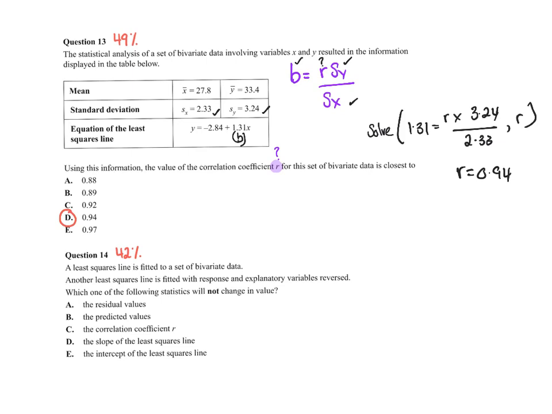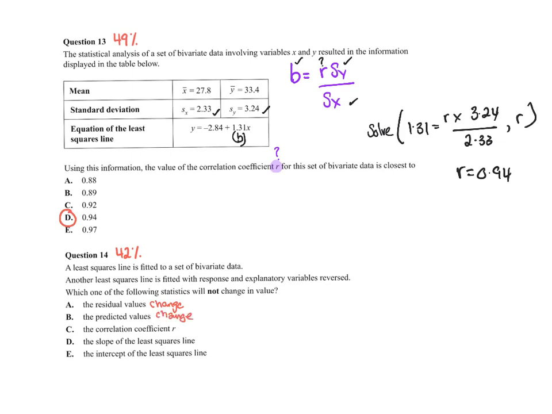The next question, the least squares regression line was fitted to a set of bivariate data, and another least squares line was fitted with the response and explanatory variables reversed. Which of the following statistics will not change in value? Now, their residuals would. So if you had looked at before, if you change the value, the residual's the difference in the Y value and how it's predicted. So this is definitely going to change. So we write that will change. The predicted values, well, the equation's going to change as well.